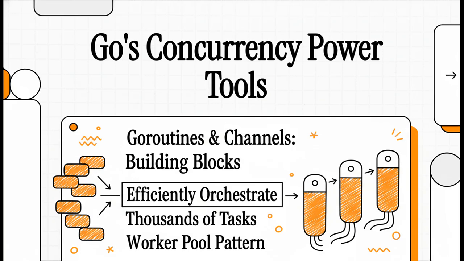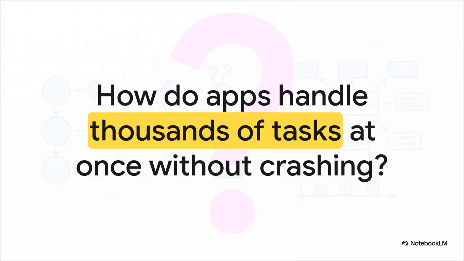All right, let's dive into one of Go's absolute killer features. It's a super simple but incredibly powerful toolkit for concurrency. We're going to see how Go manages to juggle literally thousands of tasks at once and somehow not even break a sweat. I mean, really think about that for a second.